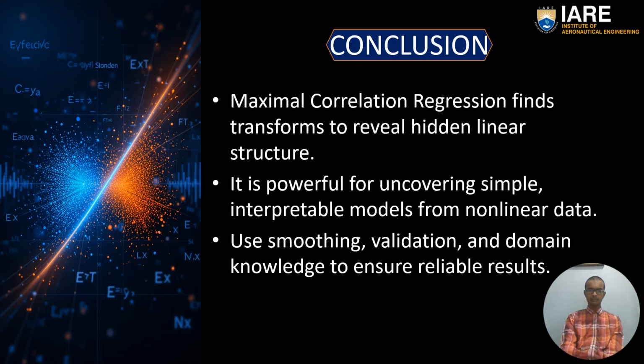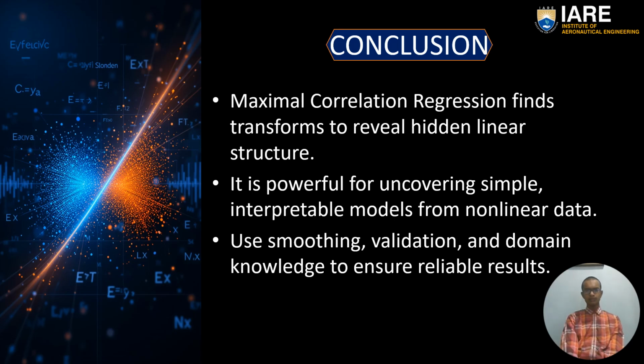Maximal correlation regression, or MCR, focuses on finding the right transformations of variables so that the hidden data structures become visible. What may look like a complex or nonlinear relationship can often be reshaped into something simple once the correct transformation is applied. It is powerful because it allows us to uncover models that are both simple and interpretable, even when the original data appears to follow nonlinear patterns.